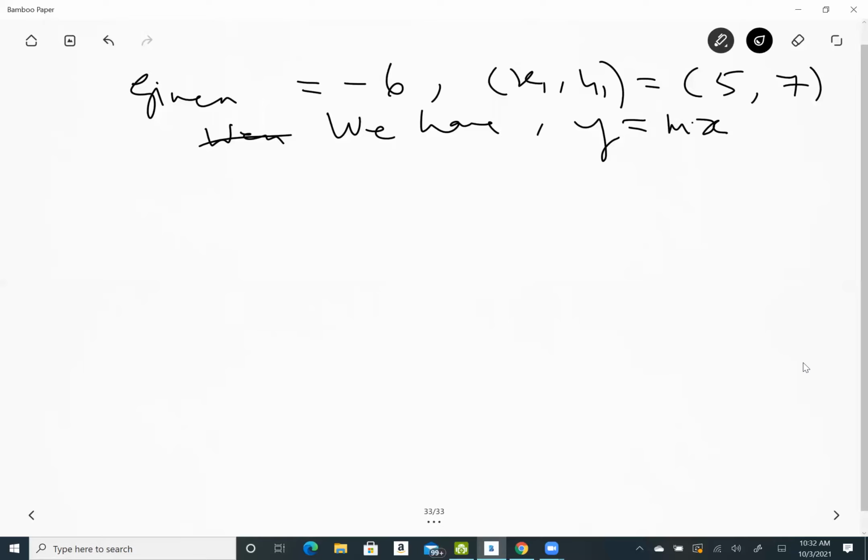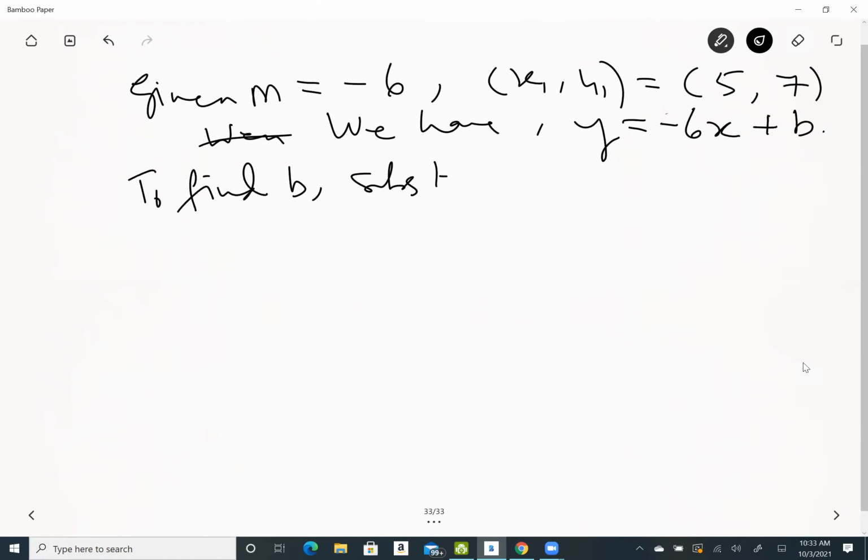So given the slope m equal to negative 6, then you have another point. Okay, you're given also a point, then we can also find the function. So we have negative 6 because we already know the slope. And then what you need is to find b. Here again, to find b, what do we do? We substitute the point x1, y1 into y.